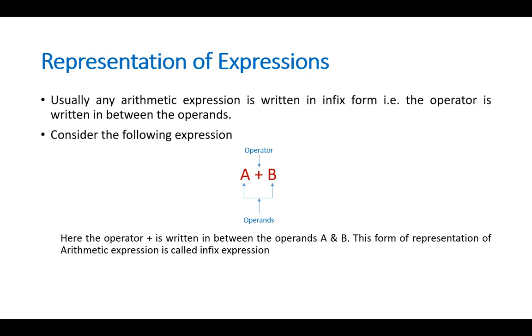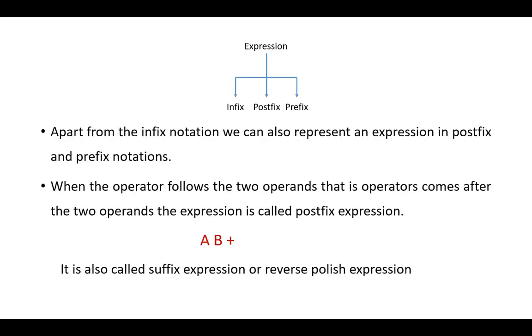An arithmetic expression can also be represented using other forms. Those other forms are postfix and prefix. So what is this postfix and prefix expression? When the operator follows the two operands, that is, the operator comes after the two operands, the expression is called a postfix expression. Here we can see the operands a and b are written first, then the operator plus is written. So this form of representation is called postfix notation. It is also called reverse Polish expression or suffix expression.